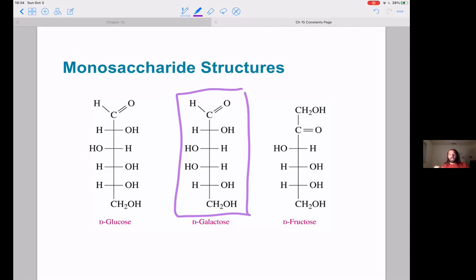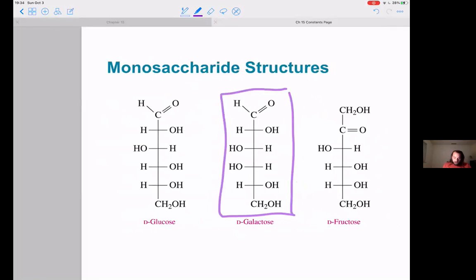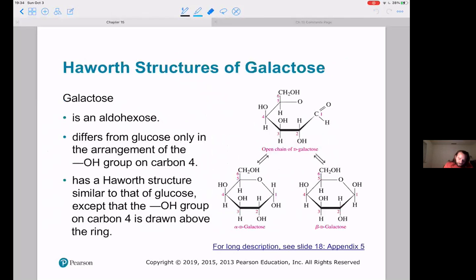Actually, it has to be like a hexose. But nonetheless, we could do it for a lot of different sugars that we were given. It's all about matching where those OH groups are pointed, either up or down. Just like glucose, there's an alpha and a beta isomer.